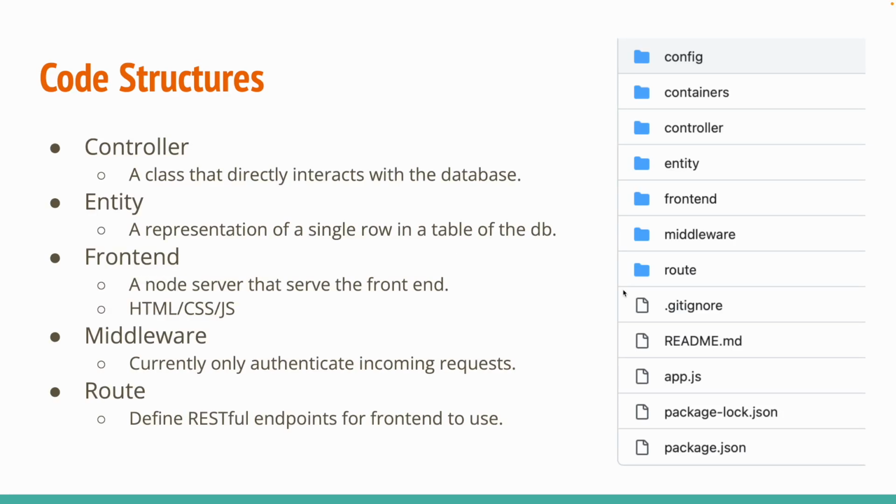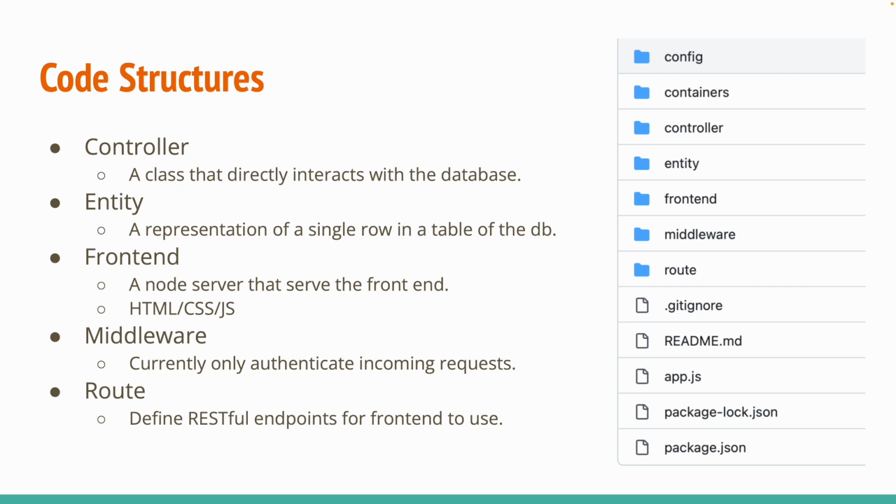So I structure my code into several folders. First, we have the controller that directly interacts with the database, and we have the entity class that represents a single row of a data table in the database. And third, we have the front end. Since it's running on a different server, it will also have its own node app. Other than that, we will create the front end HTML and CSS.